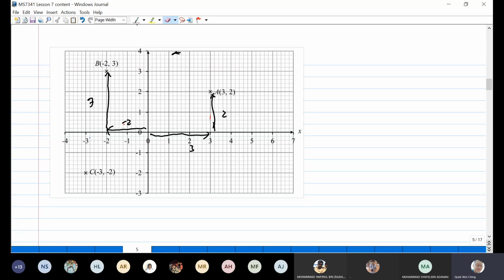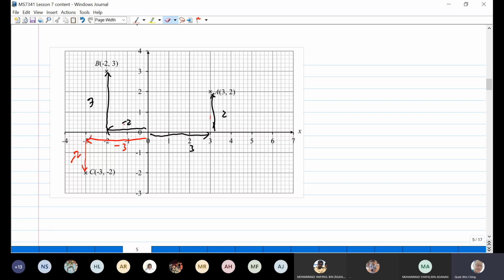So you go to the minus 3 here. Go to minus 3. Then move down, you get minus 2. Get minus 2 here. Then you got a point C. So this is how you locate the point on the graph, same as what I showed you just now. Just repeat this example to show you how to locate the point.